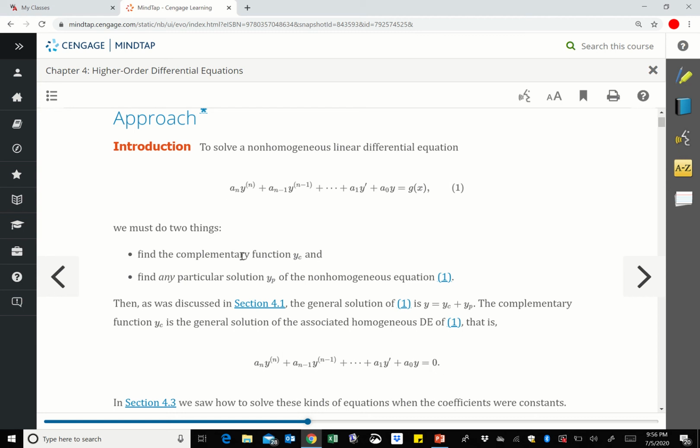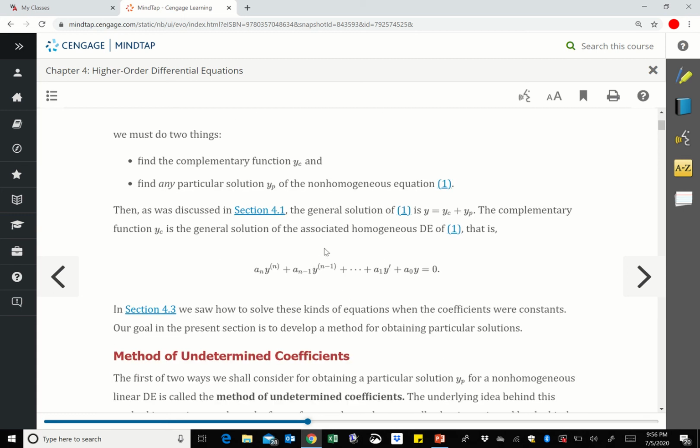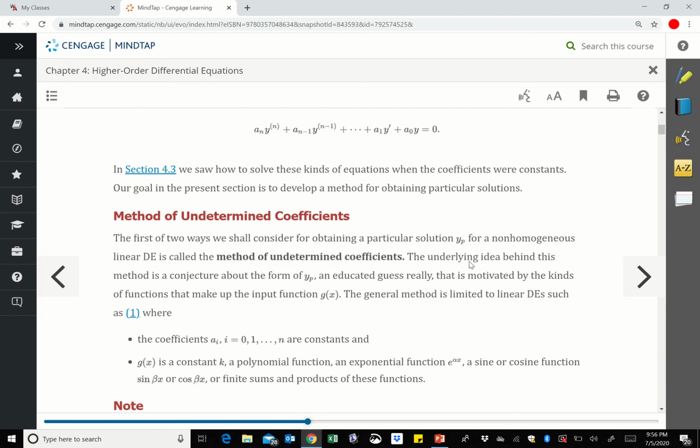Once we've successfully accomplished that, then we're going to work on the thing which is going to be new to this section, and that's to find a second solution, which is referred to as any particular solution y sub p of the non-homogeneous equation from above. The general solution then will be just the sum of the complementary solution along with the particular solution. Again, y sub c, we know how to solve from section 4.3. And y sub p will be the thing that's going to be new to us this time around.